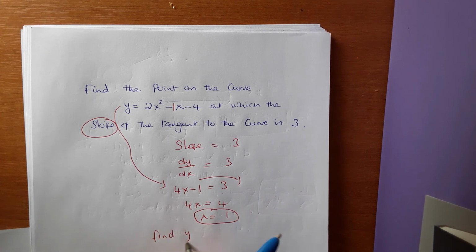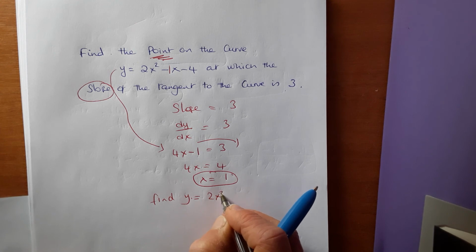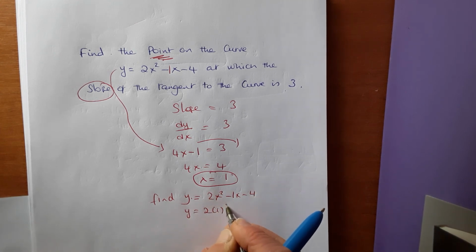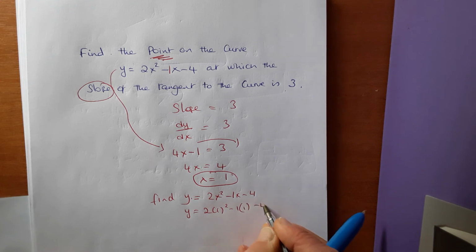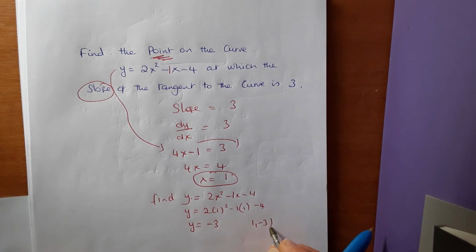Find the y part because you're asked to find the point. Go back and find the y part. Y is 2x squared minus 1x minus 4. So y is 2 by 1 squared, 1 by 1 minus 4. Y is equal to 2 minus 1 is 1 minus 4 is minus 3. So that's 1 minus 3.